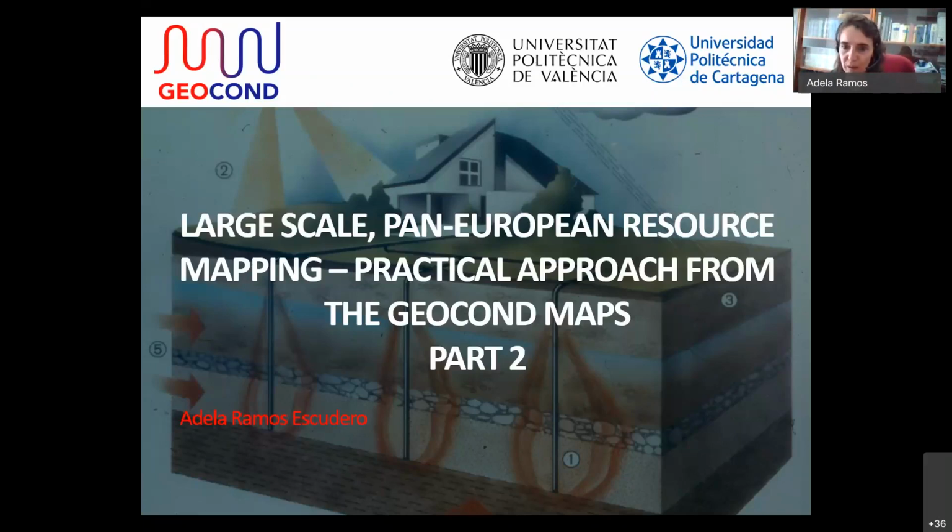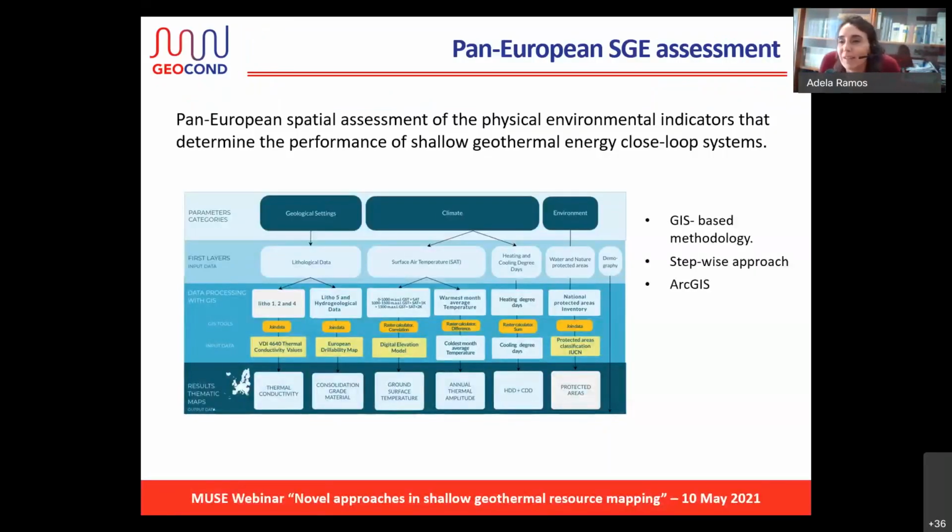So the study consisted of a pan-European spatial assessment of the physical environmental indicators determining the performance of shallow geothermal energy closed loop systems, and the final creation of a series of thematic maps.